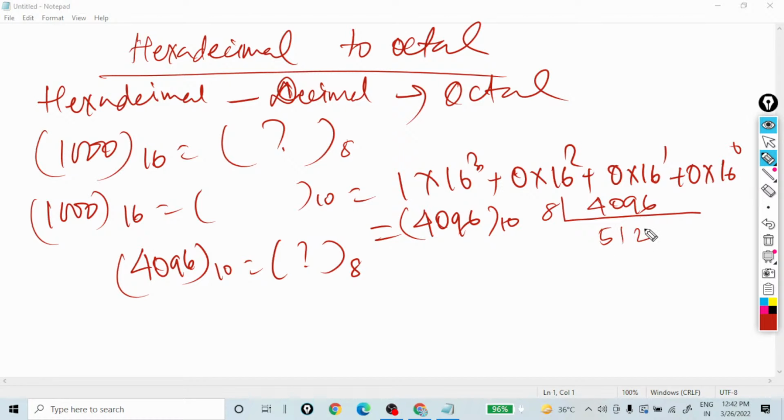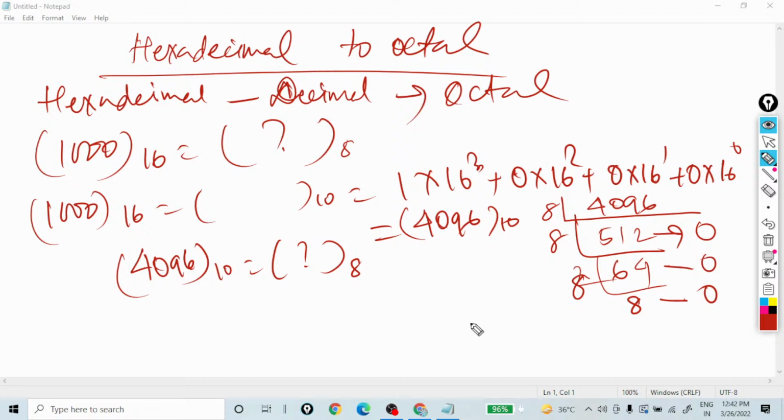512, right? If we divide it by 8, then what will happen? 64. Divide by 8, it will be 8. Here the remainder will be 0. Here the remainder will be 0. Here the remainder will also be 0. So this will be equal to 10000 to the base 8. So this is the octal format.